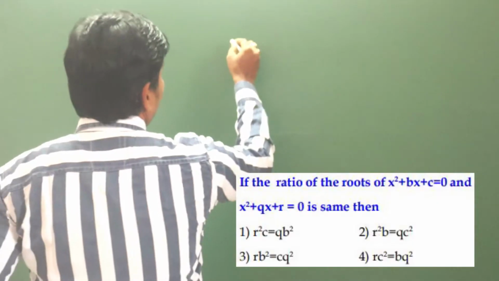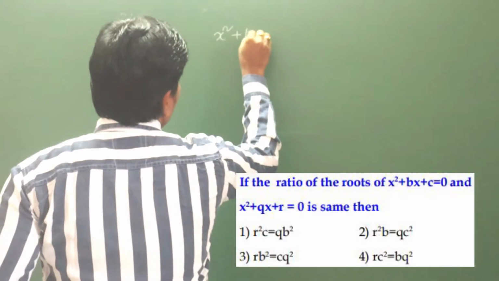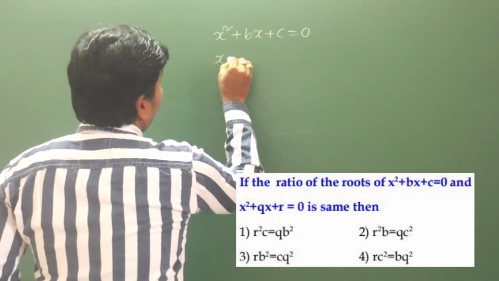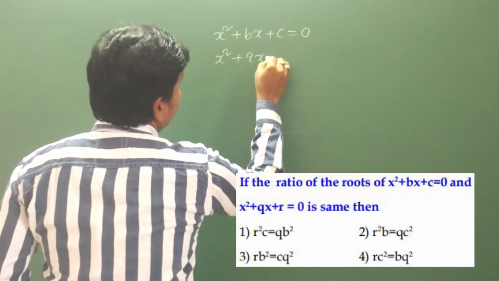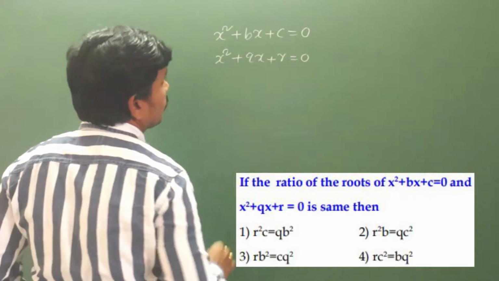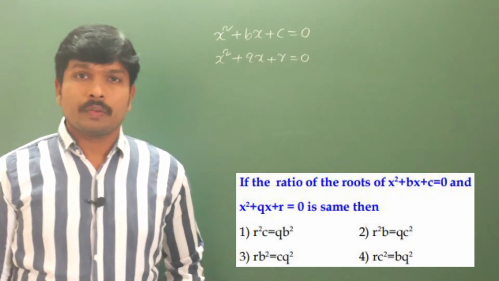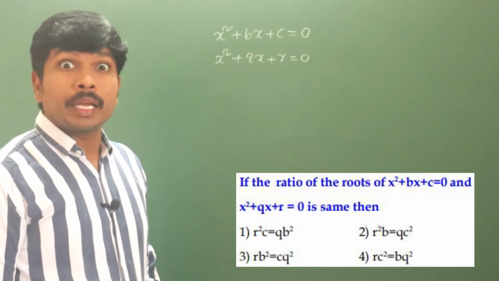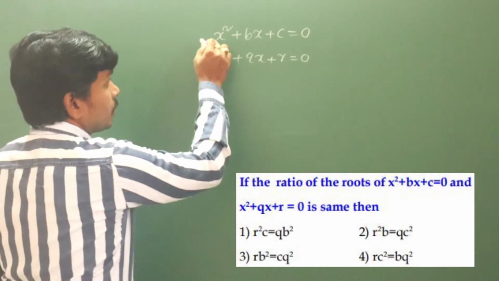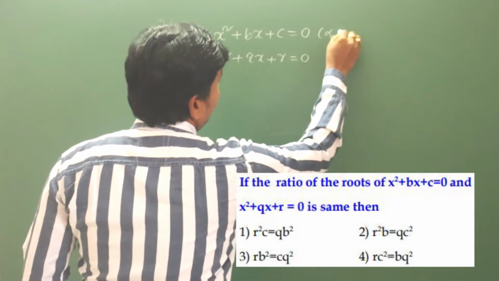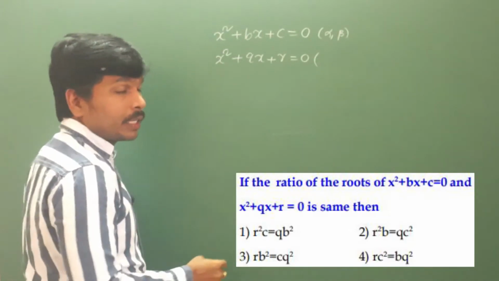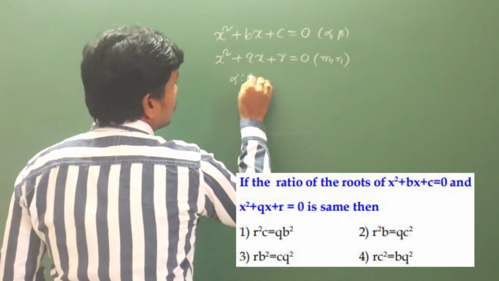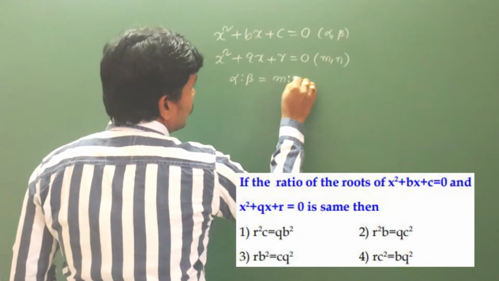Observe the problem. The ratio of the roots of x square plus bx plus c equal to 0 and x square plus qx plus r equal to 0. These are the two quadratic equations, and the ratio of their roots is the same. Suppose its roots you take as alpha, beta, and these roots you take as m, n. Now alpha is to beta is equal to, what did you get? M is to n.